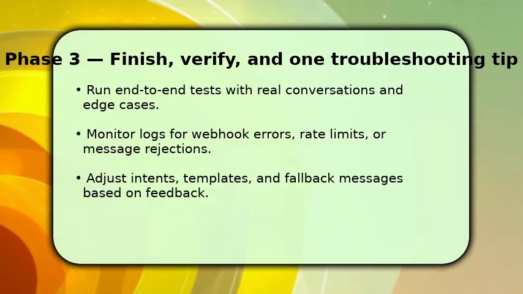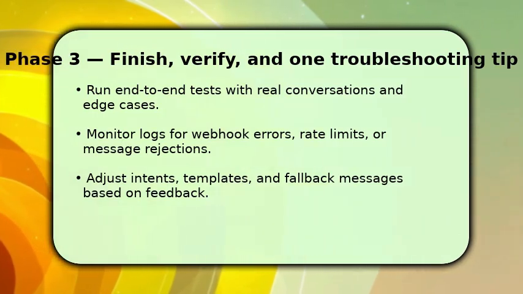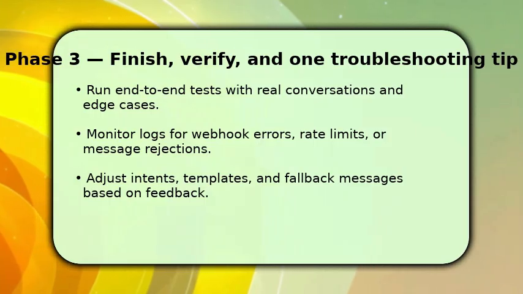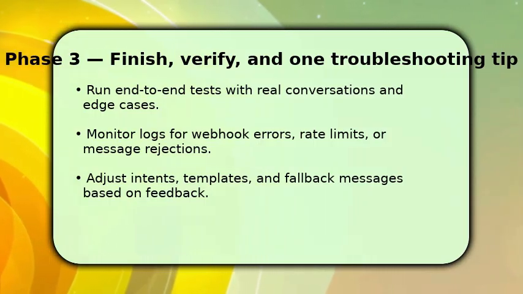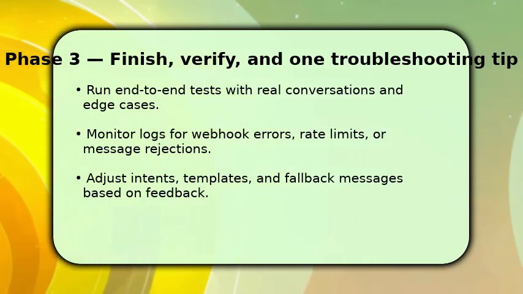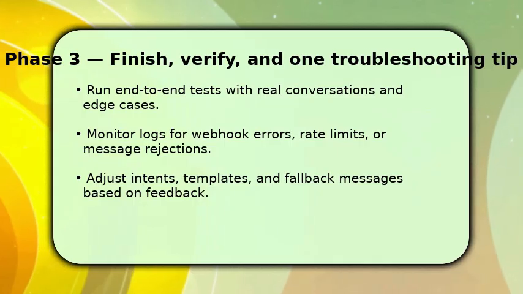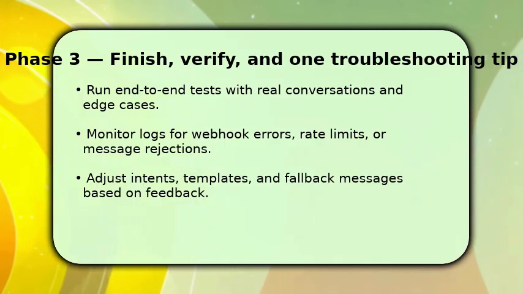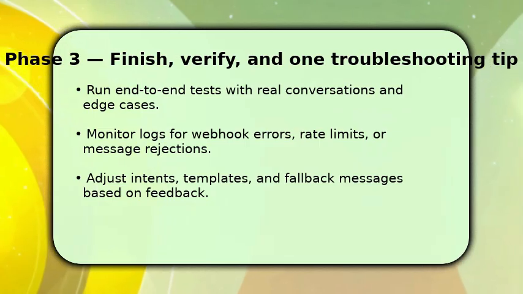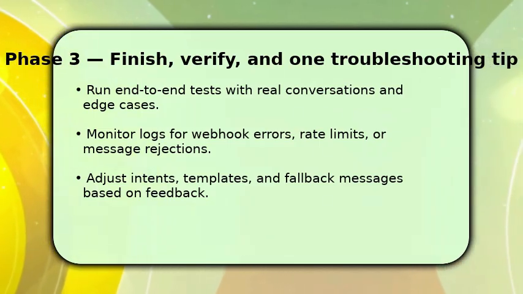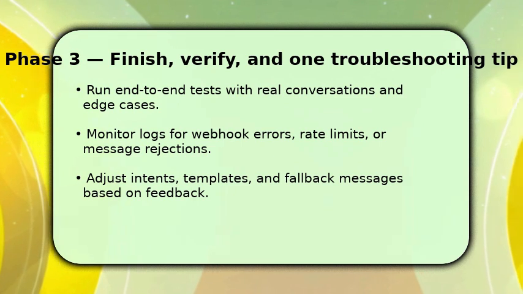Once satisfied, deploy to production and monitor logs for webhook errors, rate limit warnings, or message rejections. If problems arise, check API token validity and template approval first. Those are common failures. Finally, iterate on intents, response phrasing, and fallback messages based on real user feedback, so the bot improves continuously.